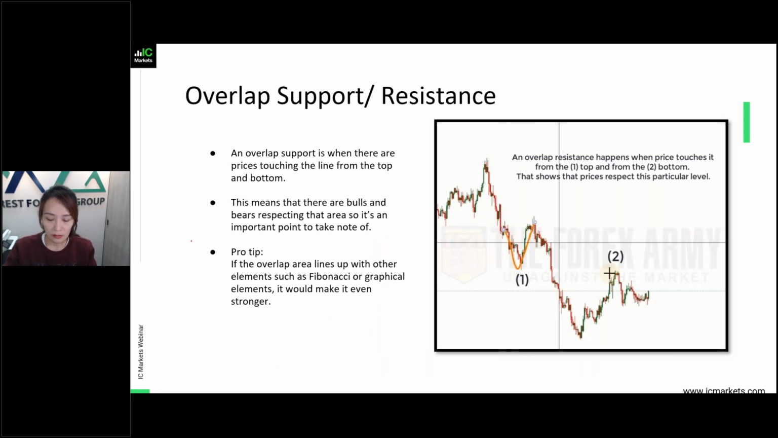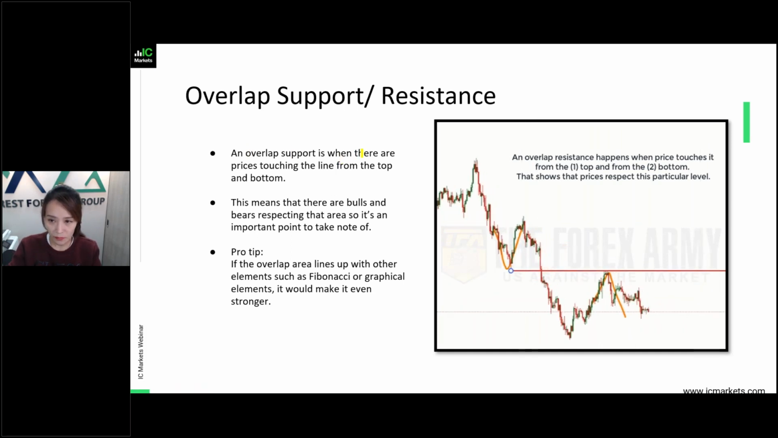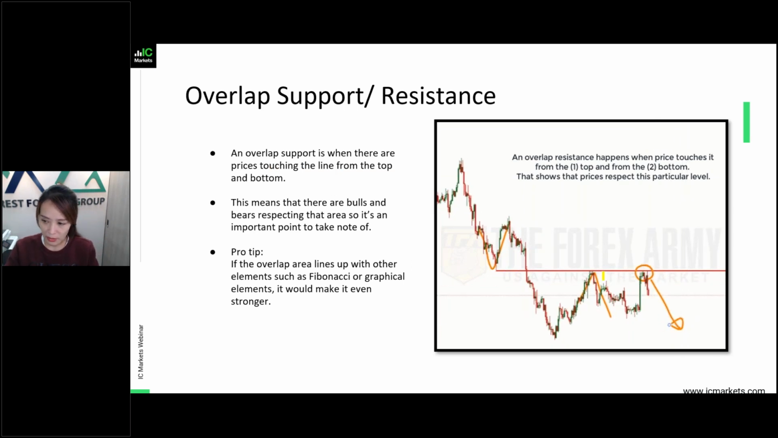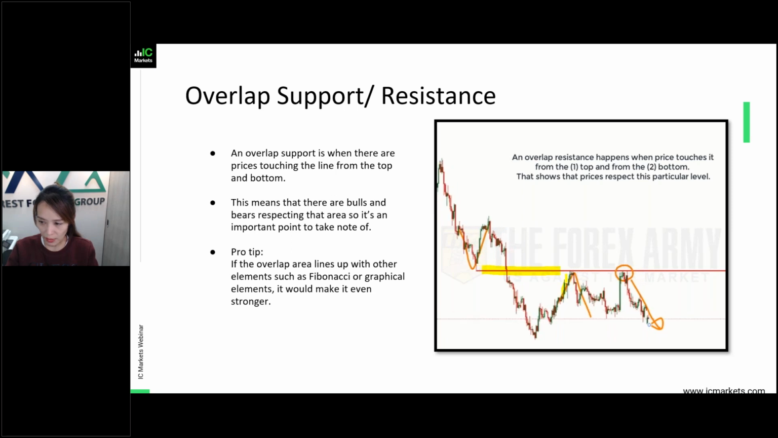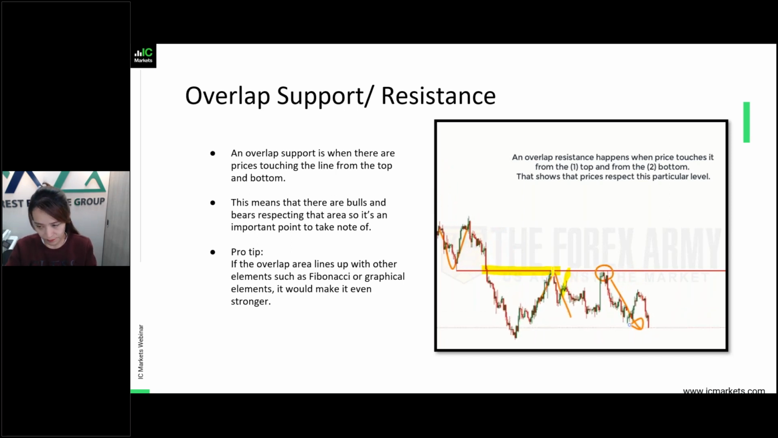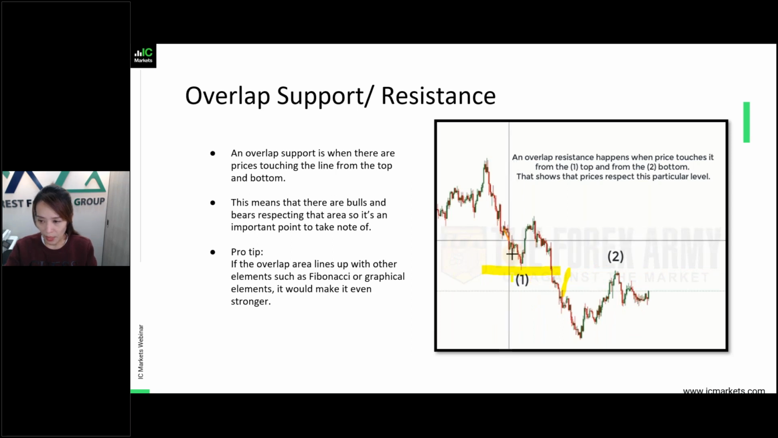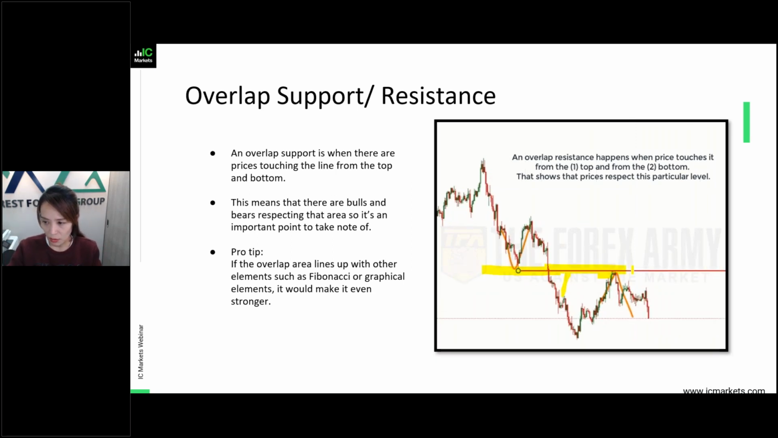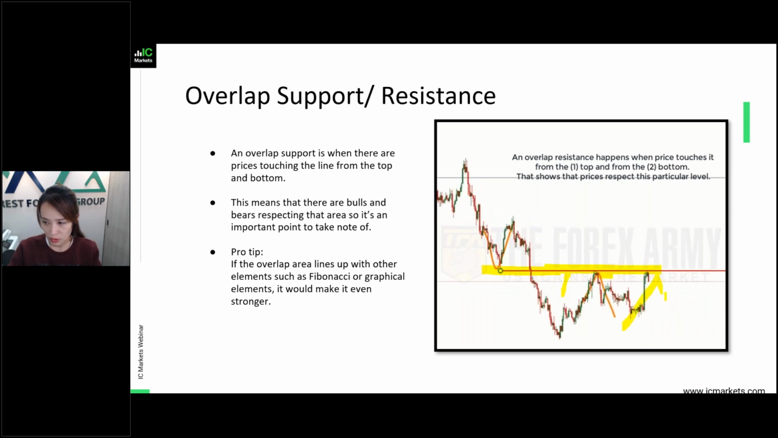Okay, so now it's about overlap support and overlap resistance. Overlap support and resistance is when the price touches the line from the top and the bottom. You remember just now when we drew the line and the price came, we called that pullback resistance. The second time the price touches it, we call it overlap resistance. Then you draw, you wait for price to come to this zone, and then you sell. So we call it overlap resistance.